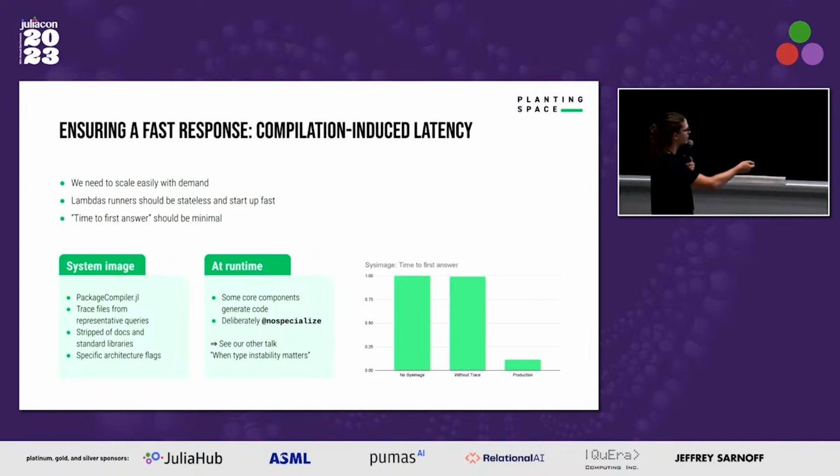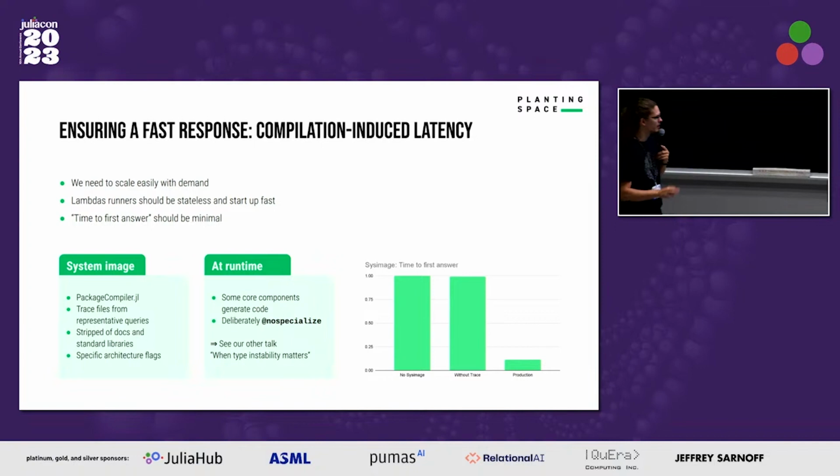If we just use our core application, and I've normalized the plot on the right, with no system image, it actually takes quite a while. Then if we just add a system image without anything else, we get barely 5%, or maybe actually less, like 3% of speed up. Still not really worth it. But then the secret sauce comes in with the trace file.